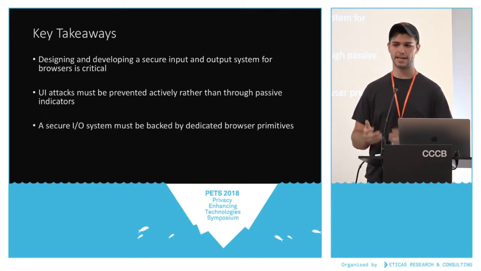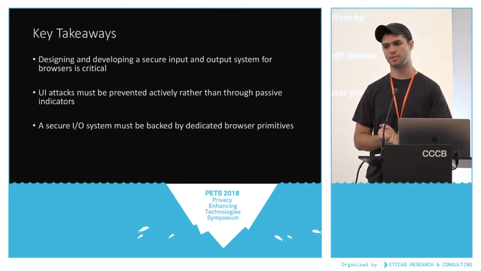and we really need a secure I/O system that's backed by dedicated browser primitives, rather than trying to allow privacy system engineers to hack something into something like the Shadow DOM when it really wasn't fit for that.